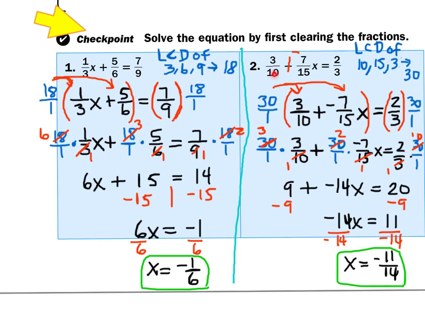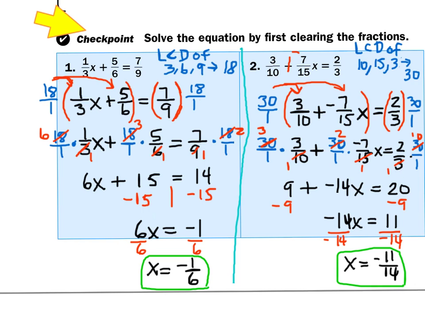I have 3 over 10 plus -7/15 x equals 2/3. So the first thing is I have to get the lowest common denominator of 10, 15, and 3. So of course that would be 30. So I'm going to use 30 to multiply. So 30 times 3/10. That's what I wrote here. Then I brought down the equal sign. And then 30 times -7/15 x. I wrote that here. Bring down the equal sign. And then 30 times 2/3.